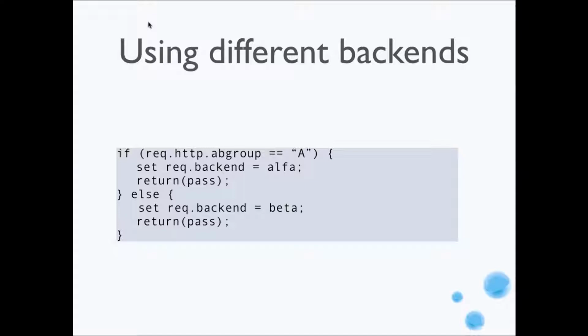Here I just added this to the bottom of the VCL receive. So if req.http.ab_group is set to A, then we set the backend to alpha, and we do a pass, or we set it to beta, and then we do a pass. The reason I'm doing a pass here is basically disabling caching on the A and B group. That's not actually necessary, but Varnish needs to understand that the A and B groups are different, and that the header AB group should influence what content should be delivered.